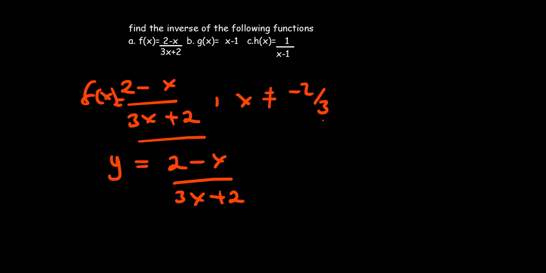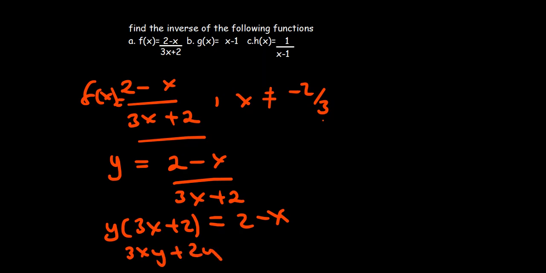To make x the subject of the formula, you just cross multiply. Then you have that y multiplied by (3x plus 2) is equal to 2 minus x. You can expand that. So you have that 3xy plus 2y is equal to 2 minus x. So from here, what do we do next?